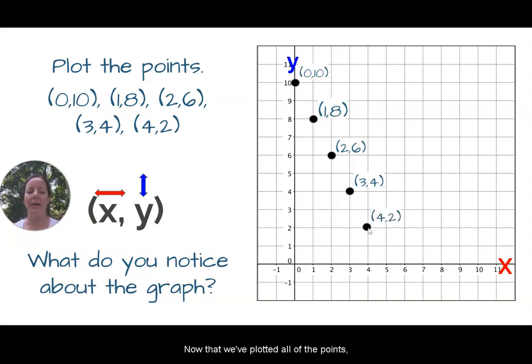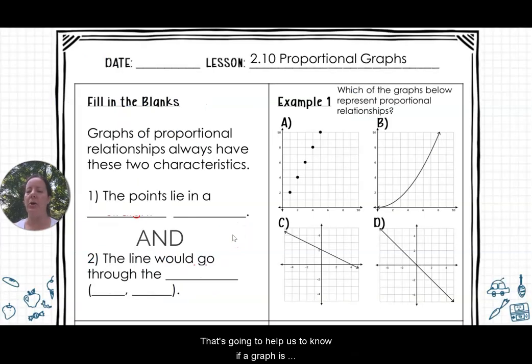Now that we've plotted all of the points, what do you notice about this graph? That's right, it looks like a straight line, right? And it's going diagonal, it looks like it's going down. Those are all good descriptions of this graph. That's going to help us to know if a graph is proportional or not proportional.